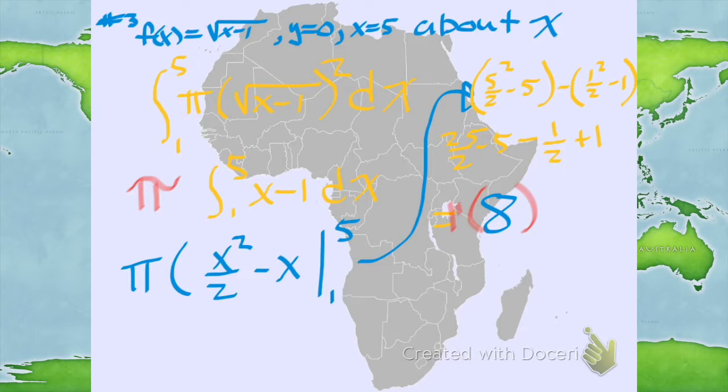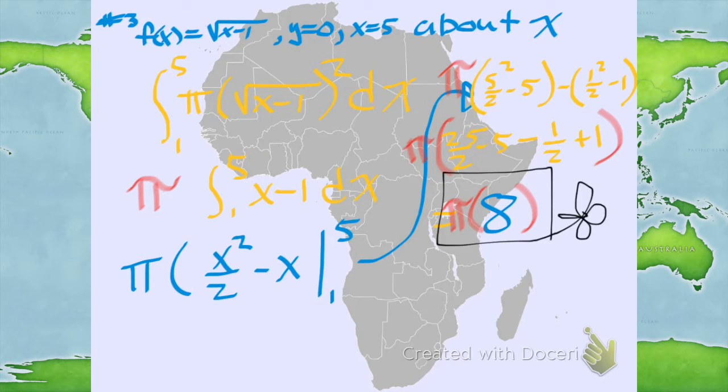Great. Wait. Looks like we forgot our pi. That was that pi on the outside of our integral. So I just went back and I did that. And it's all over.